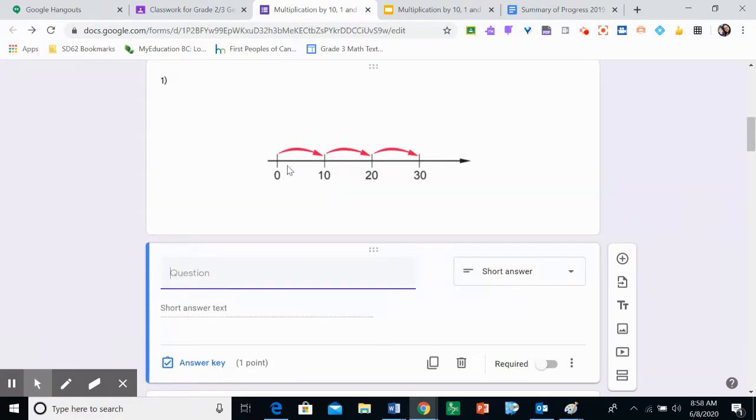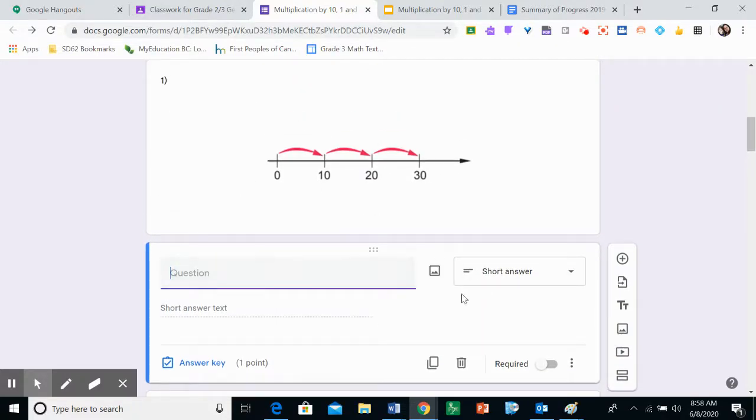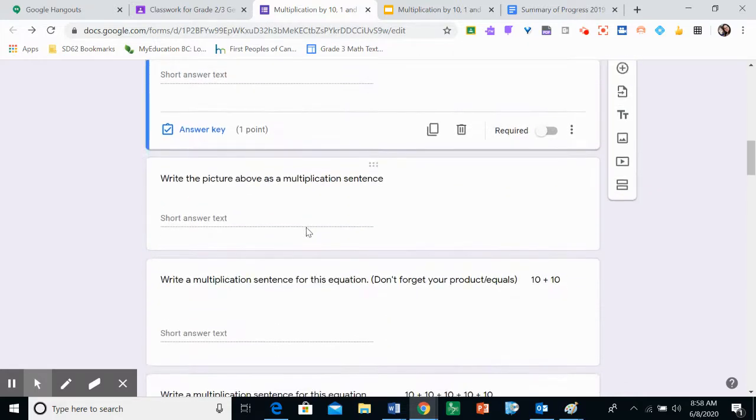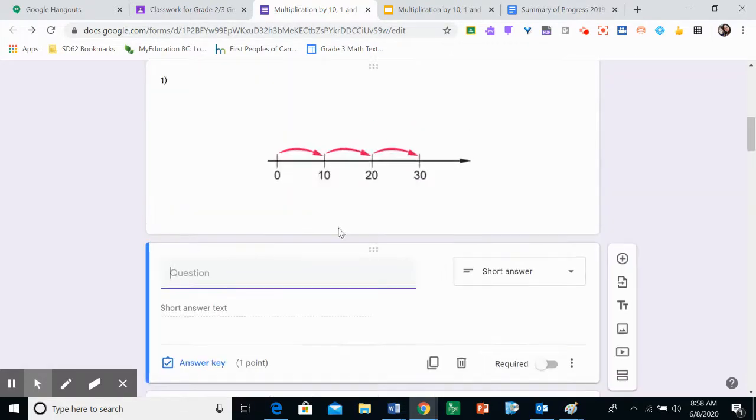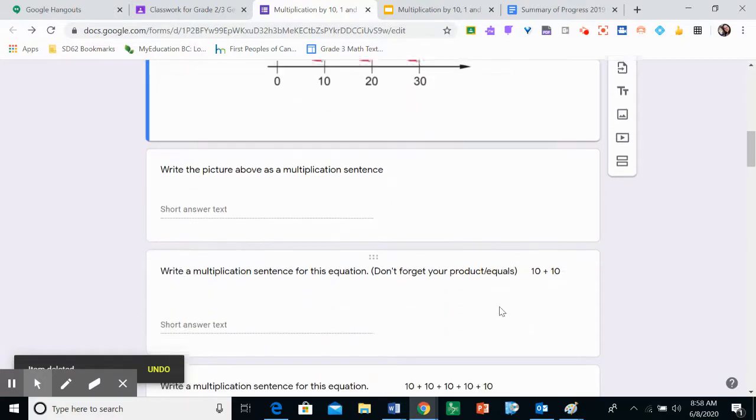So how many groups are there? One group, two groups, and how many is in each group? 10 plus 10 plus 1. So you're going to write a multiplication sentence here. Okay. I think this one's actually wrong. All right, write the picture above as a multiplication sentence. So this is where you write your multiplication sentence.